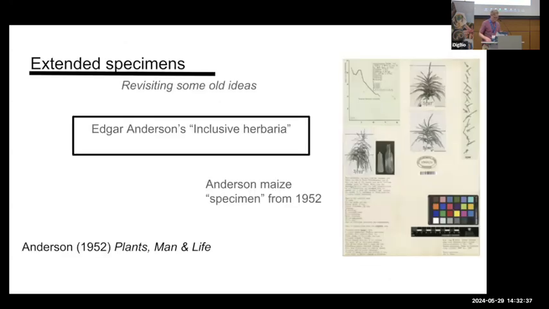Edgar Anderson also went on then, this is your history, an abbreviated history of obscure herbarium trait archival techniques, is this idea of what he later then called inclusive herbaria. And you'll see from this maize specimen from Missouri Botanical Garden, there's actually not any physical plant material on the specimen, which is kind of interesting. But in his book, Plants, Man, and Life, he talks about this inclusive herbaria method and published a few other things on this general approach.